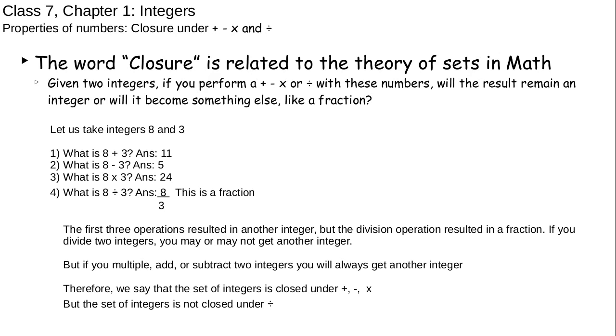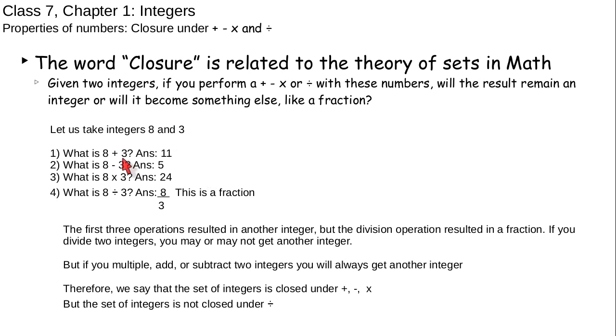Let's look at the closure property. The word closure is related to the theory of sets in mathematics. It says that if you take two integers and perform a certain operation with these two integers, the result should still remain an integer. If the result still remains an integer, then that means that operator satisfies the closure property of integers. So for example, let's take the integers 8 and 3.